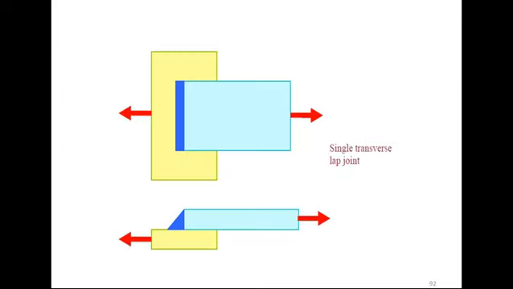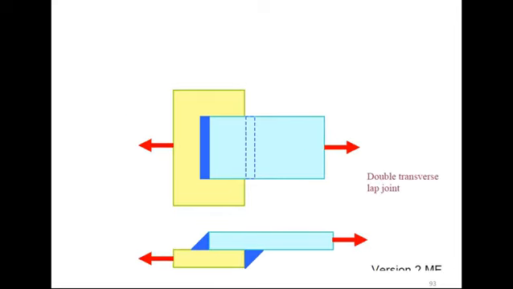First we are going to see a single transverse lap joint. Here you will see this is the first plate and this is the second plate. On the first plate we have kept the second plate, and in between we have done the welding. This is called lap or fillet welding. This is the top view. When you see the side view, it will look like this. Because of this single transverse lap joint, these two plates are joined here, and this is a permanent joint.